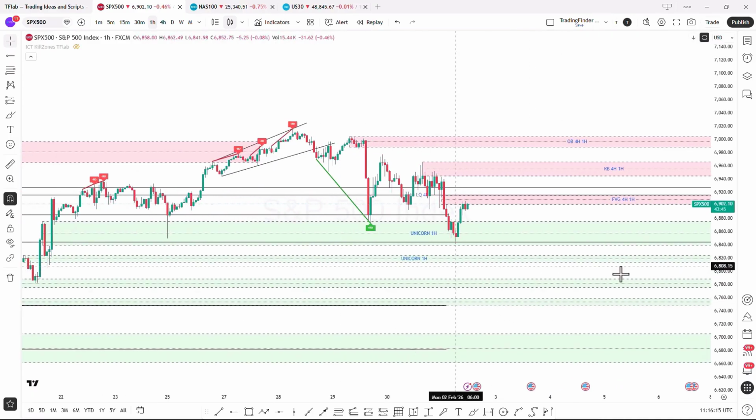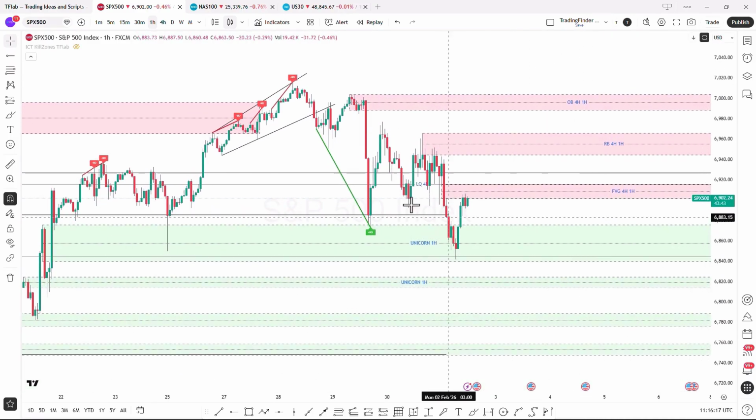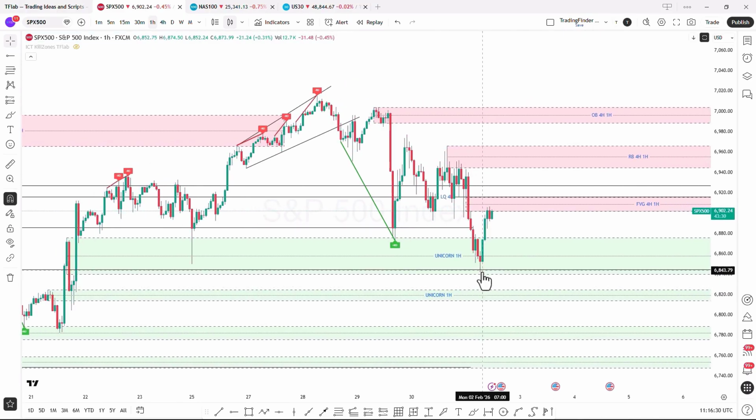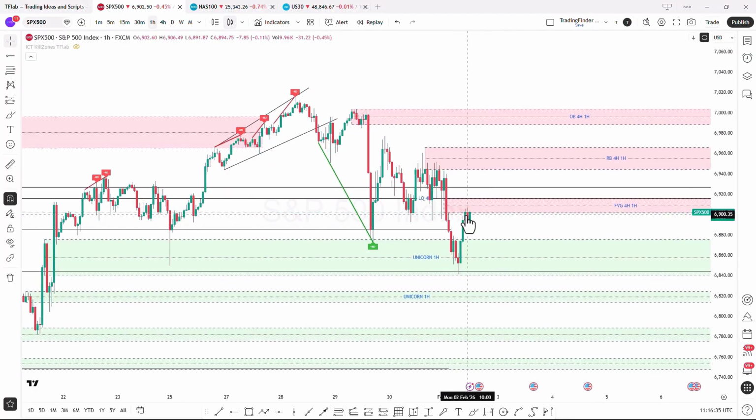You can see the price movement of the S&P 500, which, after a period of consolidation, moved downward, collected sell-side liquidity, and eventually reacted to a 1-hour unicorn zone. After breaking the 1-hour CISD, it moved upward and stopped at the FVG area.